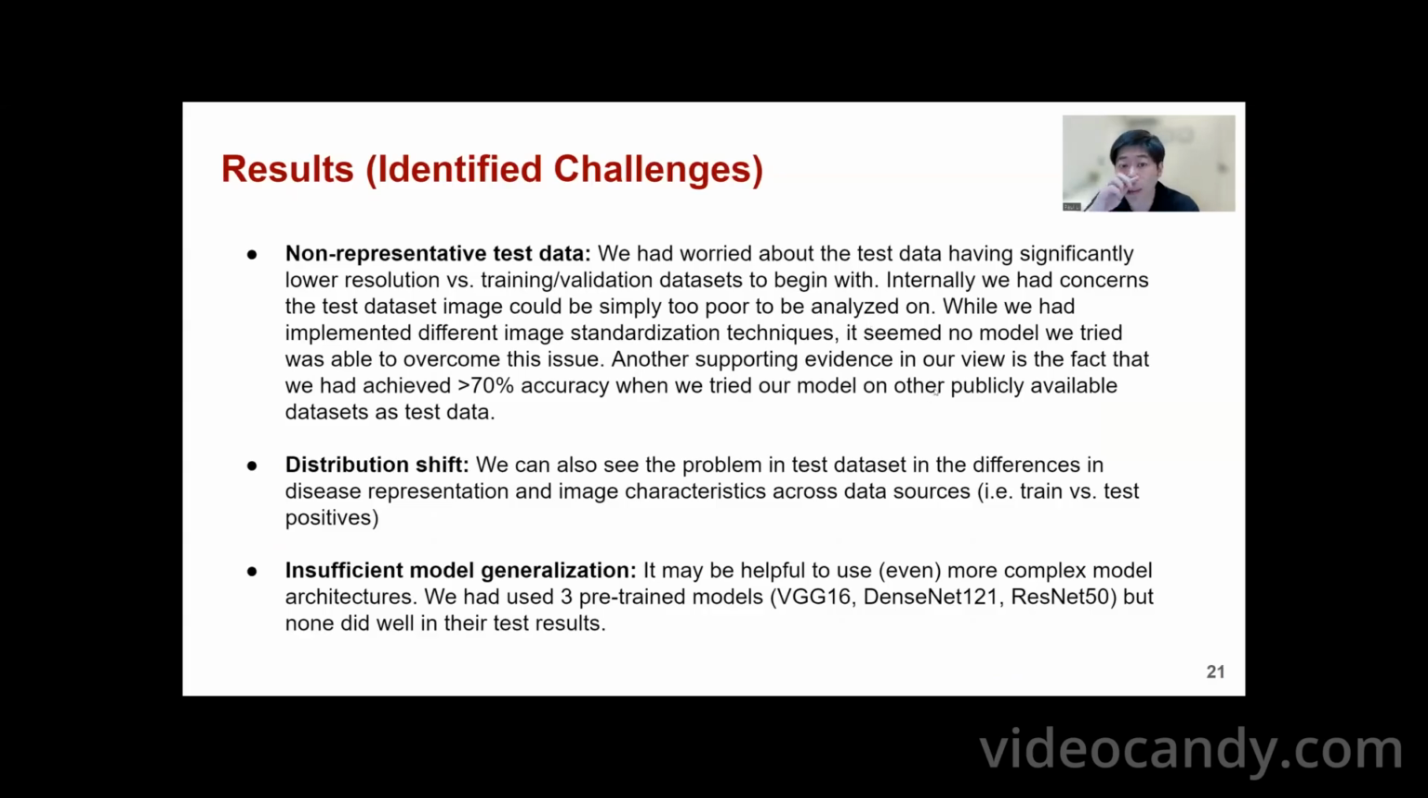Now, the question is why? And we believe the biggest reason is our test data. That is non-representative. We tried different image standardization and enhancement techniques, and no model was able to do well. And we actually tried our model on another publicly available data set, and we got more than 70% accuracy. So we know that the test data that we were given was the biggest challenge.